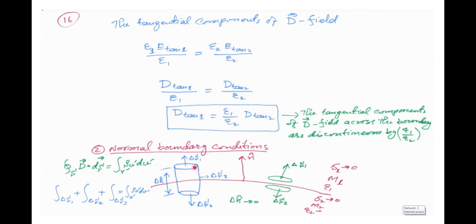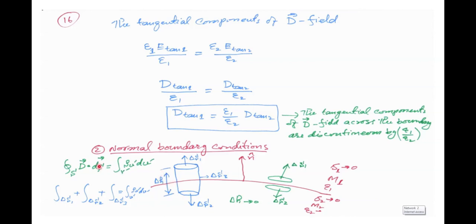Let us consider a capsule-like shape, a cylindrical shape, at the interface between two different mediums. The cross-section area of the cylindrical shape in material 1 is delta S1 and that in material 2 is delta S2. The cylindrical surface of this capsule-like shape is delta S3. The length of the cylindrical shape is delta H.